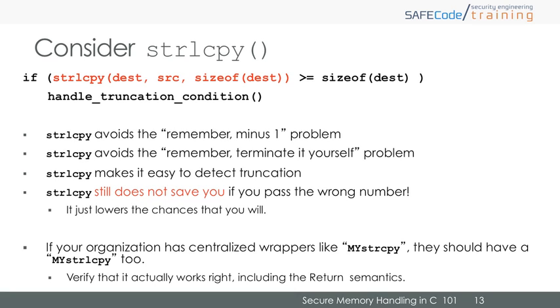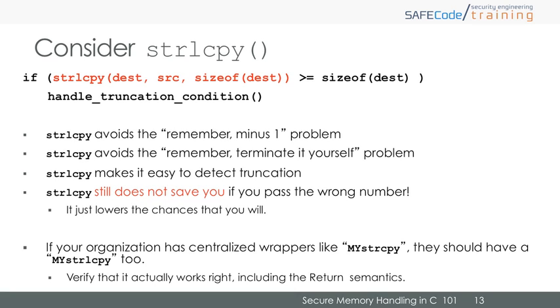One of the reasons we like strlcpy better is because it's very well designed regarding being able to detect truncation with this two-line idiom here. You always pass size of destination as the third argument, and then wrap that in an if statement that compares the return of that to the same value, size of destination. If that evaluates to true, a truncation condition occurred, and you can jump to whatever code handles that.